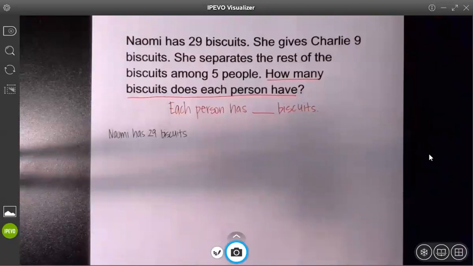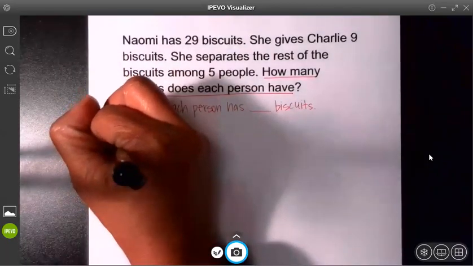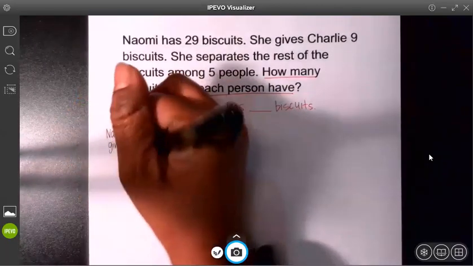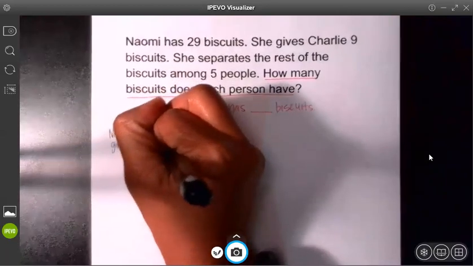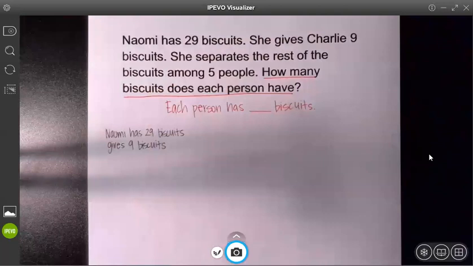It says she gives Charlie 9 biscuits. So what information does the story give us in this second sentence? Well, it's telling us that she gives 9 biscuits, right? So we'll put on here gives 9 biscuits. So that's something else that we can put in our list.